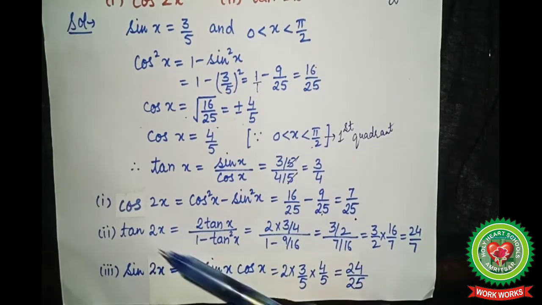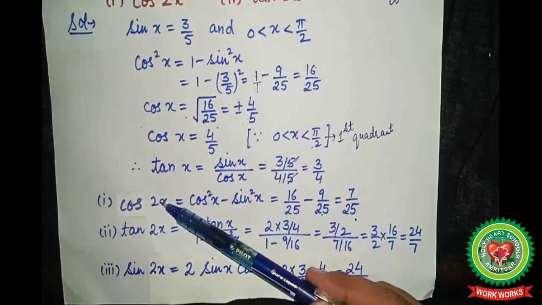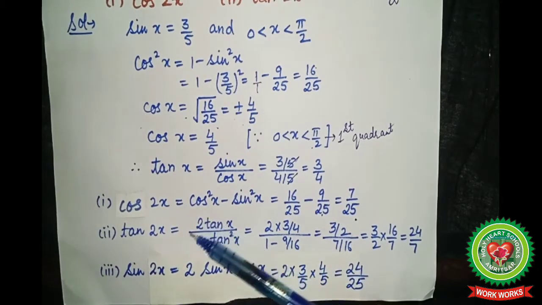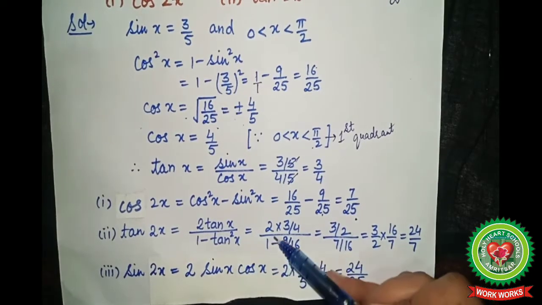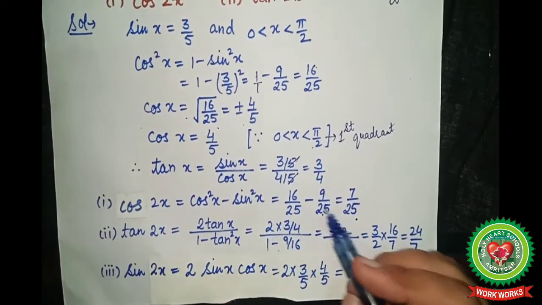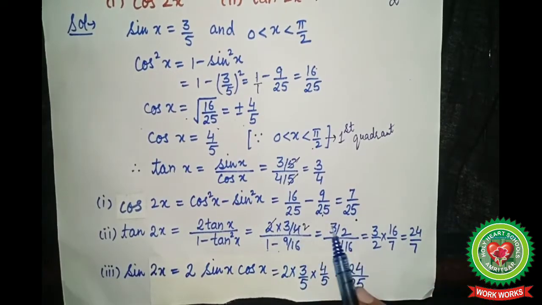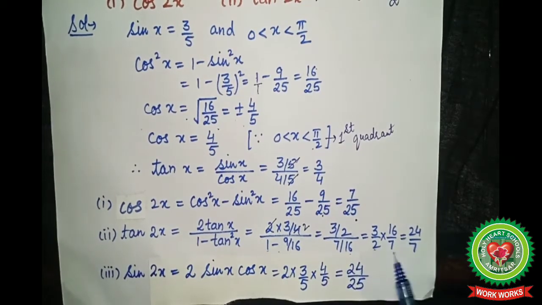Now tan 2x is there. Tan 2x we can find either by dividing the value of sin 2x upon cos 2x or we can apply the formula also. The formula is 2 tan x upon 1 minus tan square x. When you put the value, 2 into 3 by 4 upon 1 minus 9 upon 16. Here cutting is possible, so we are left with 3 upon 2 and 16 minus 9 is 7 upon 16. Now on simplifying, we get 24 upon 7.